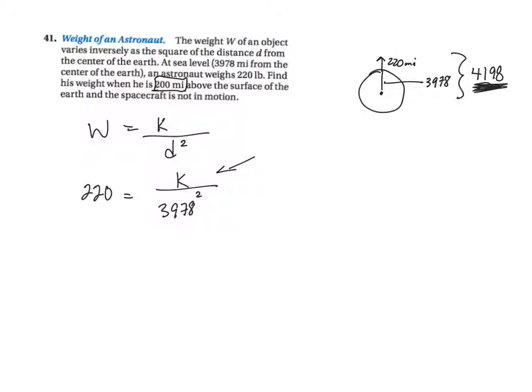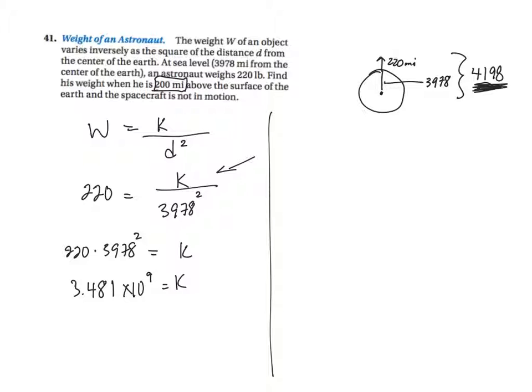All right, but I need to use that for my second part of the question. So first we figure out what K is. So K is going to be equal to 220 times 3978 squared. Let me just figure out what that is quick. 220 times 3978 squared. Oh, big number. 3.481, we'll call it, times 10 to the 9th. That's what K is.